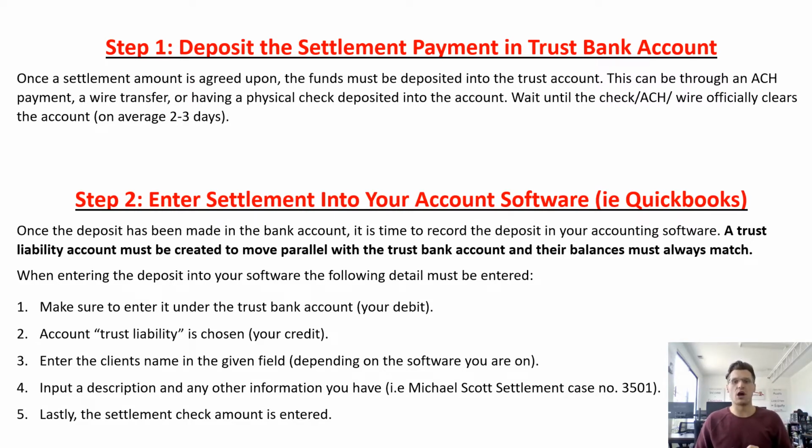Then every software will have a field for the client. So we want to make sure that every transaction that we do during the deposit and disbursement process has the client associated with that transaction. Then you can input a description in the memo line, for instance, maybe the client's name and the case number. And then lastly, we do want to put the true settlement amount, whatever was agreed upon.